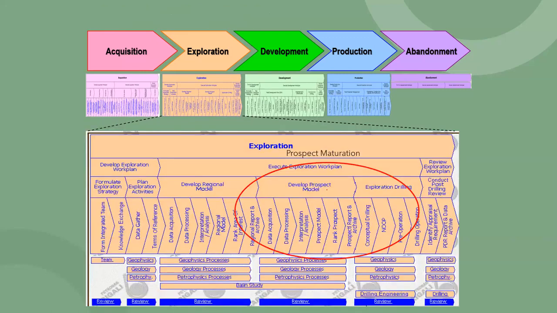When we look at only the prospect maturation part, how do we contribute to it? Over here you can see the prospect model depends on data acquisition and data processing. You have interpretation and analysis, you have the prospect model, you have the ranked prospects, as well as the exploration drilling points. So these are some of the things we have to look at when we are looking at prospect maturation. Nothing is unnecessary, everything gives some value to the prospect maturation.